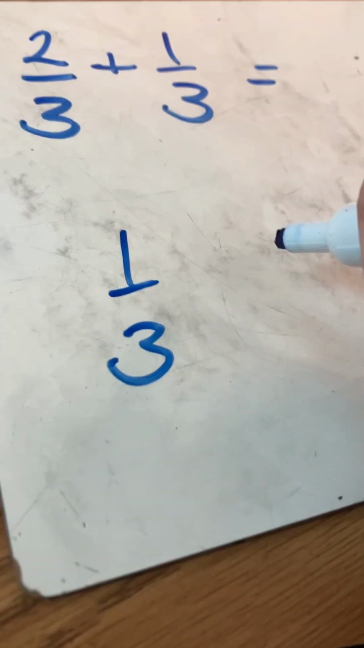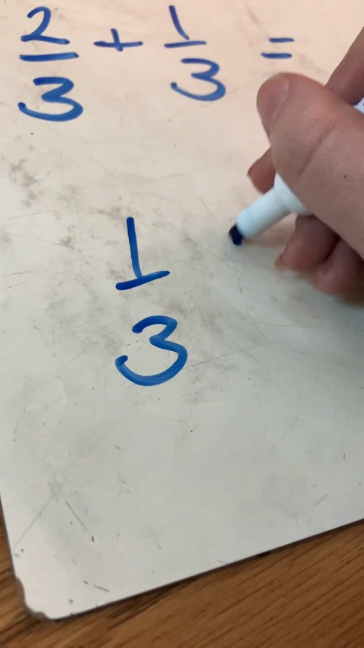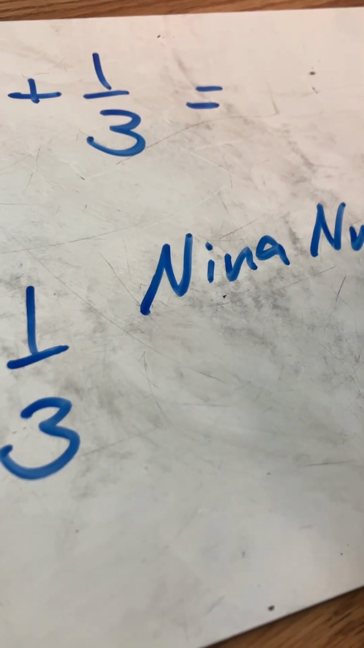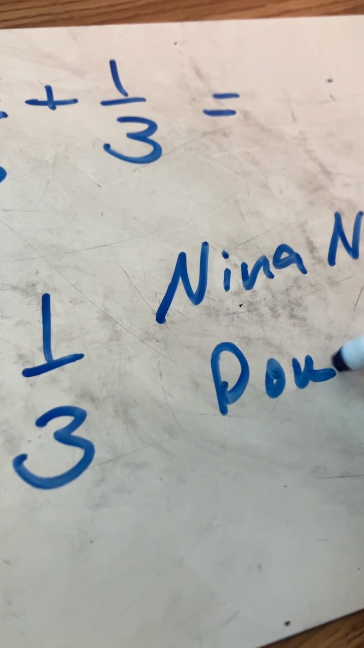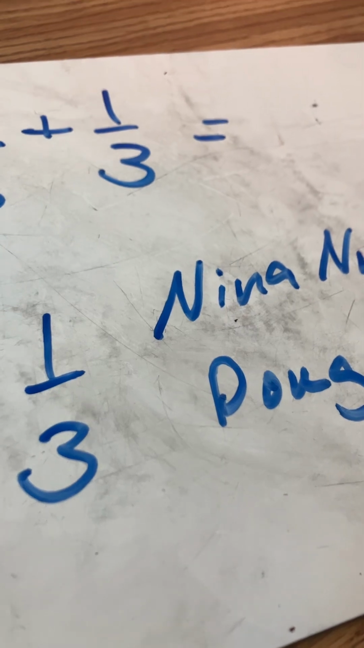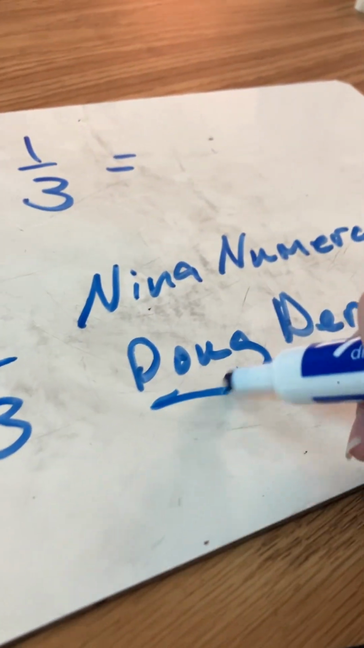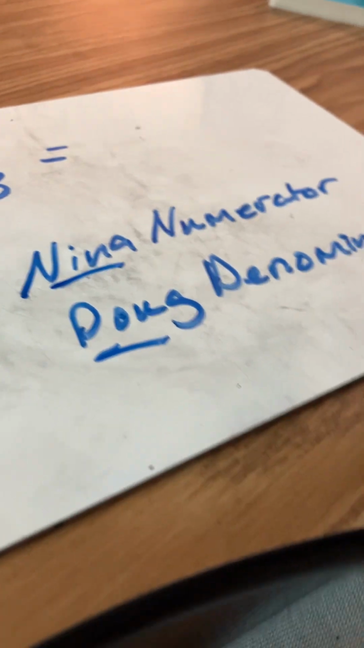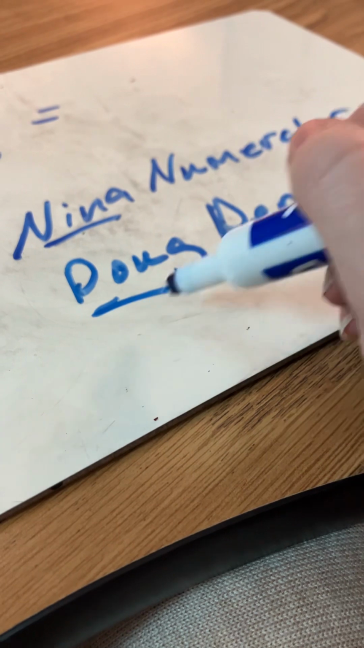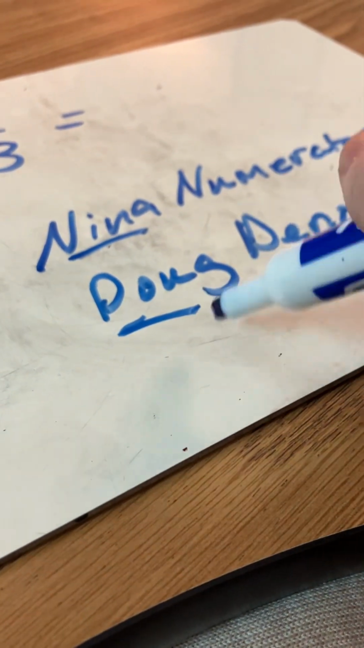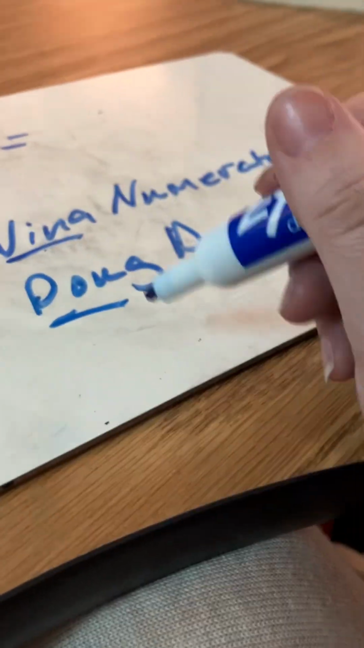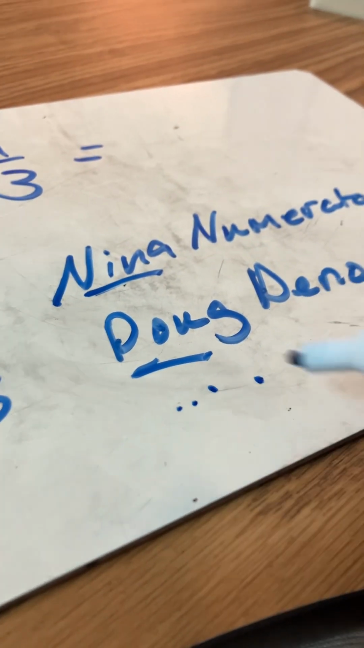Since the beginning, I've been telling him that we have Nina, numerator, and Doug, denominator. All right, and so I'll tell him Doug and Nina are brother and sister, and Doug is very lazy, so he loves to stay at home, eat potatoes on the couch, do nothing, and he doesn't want to go anywhere. He's not doing anything with his life, so we always say Doug is going to stay the same.